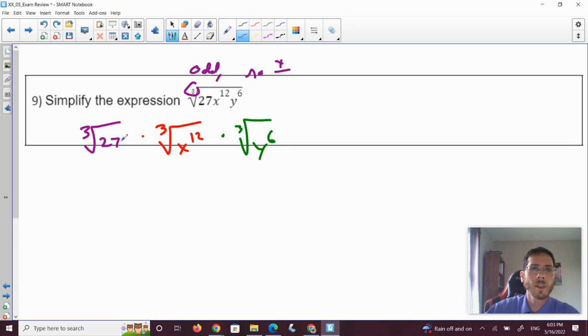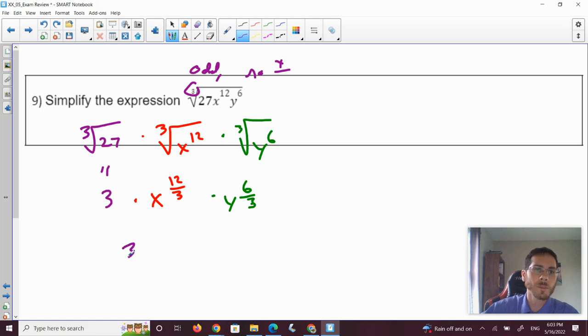So cube root of 27, this actually comes out nice. We could put this in a calculator if we wanted to, but we could think about it: 3 times 3 times 3. 3 times 3 is 9, times 3 is 27. This is just 3. For these ones, we have to remember when we deal with the x's and the y's, we want to take this number and divide. So we're going to do 12 divided by 3. And over here, we're going to do y to the 6 divided by 3.